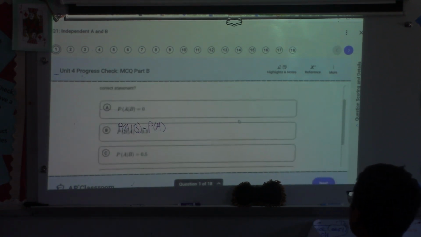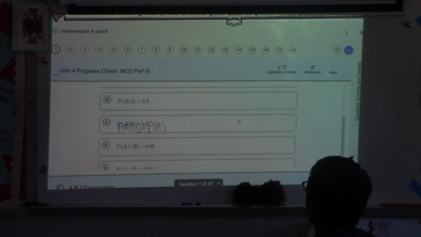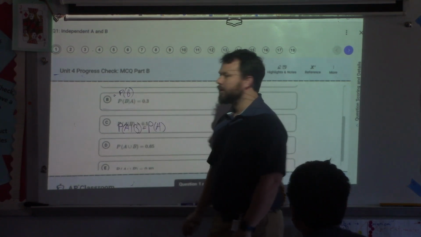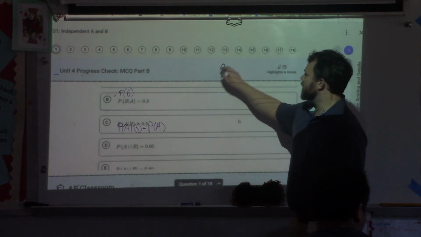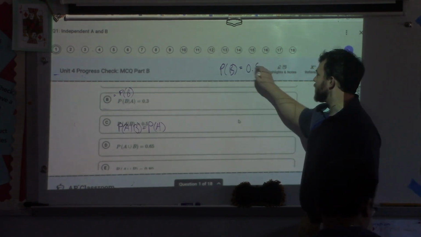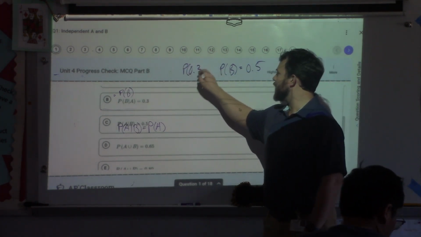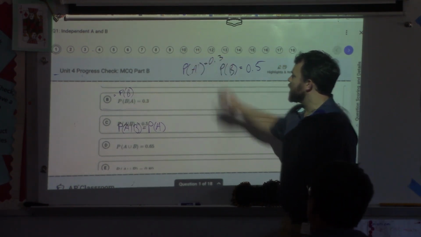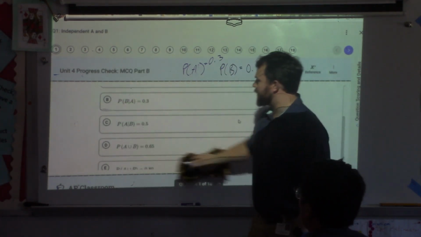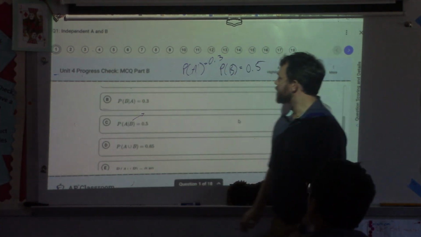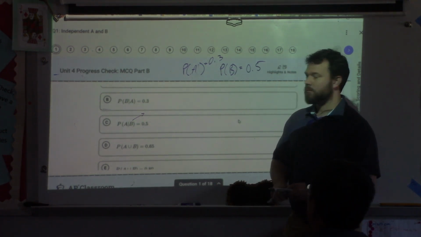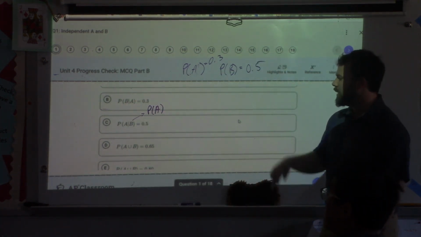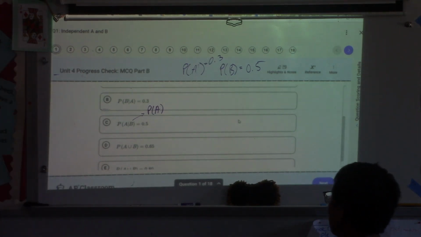Same thing with B here. That should equal the probability of B. Great job. Let me just write this: the probability of B was 0.5, the probability of A was 0.3. So that one's backwards. What should this equal again? 0.3, the probability of A. So that one's out, and now we're looking at just D and E.